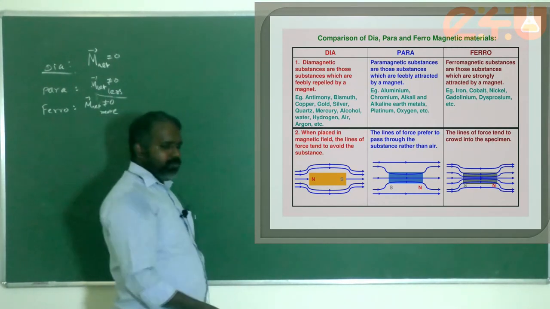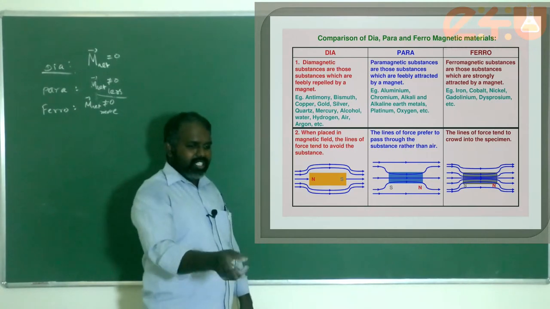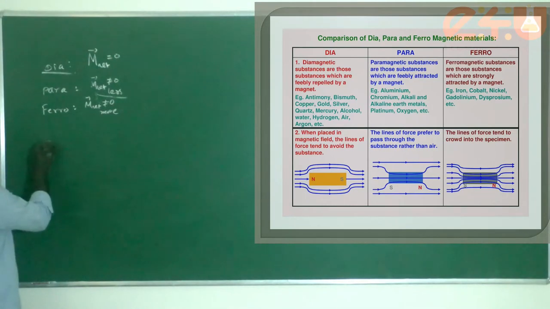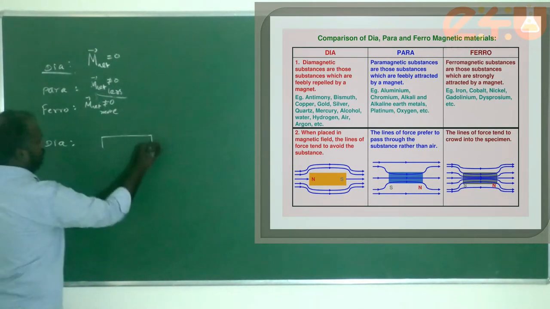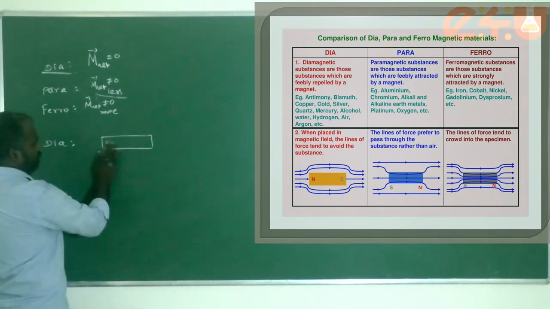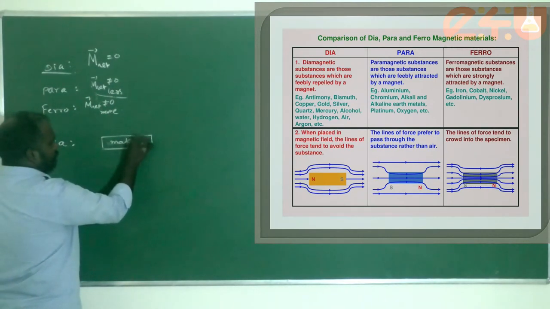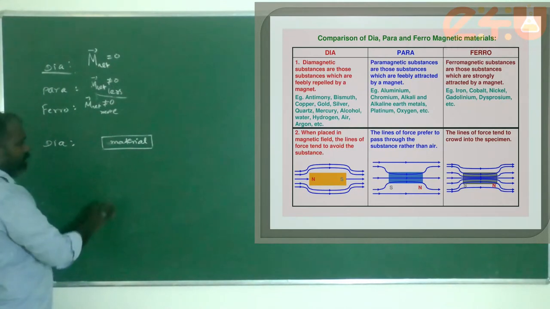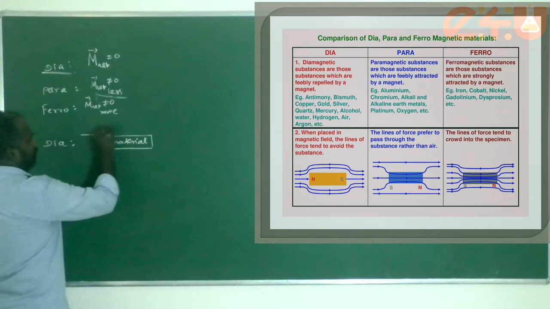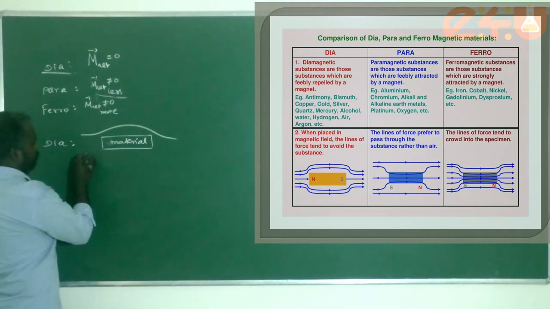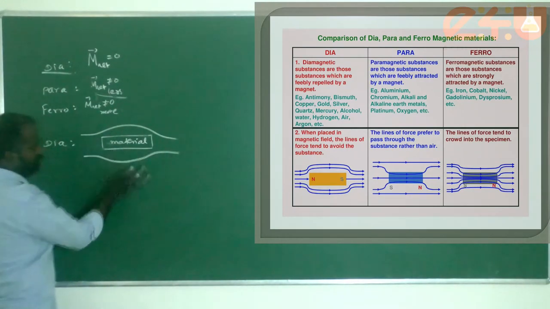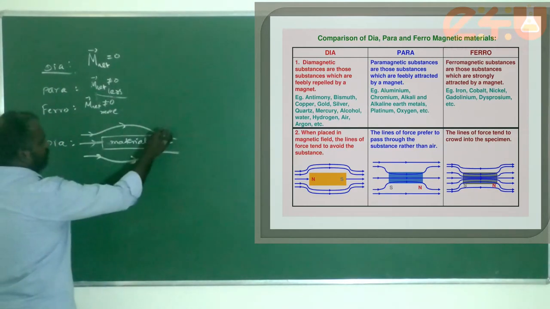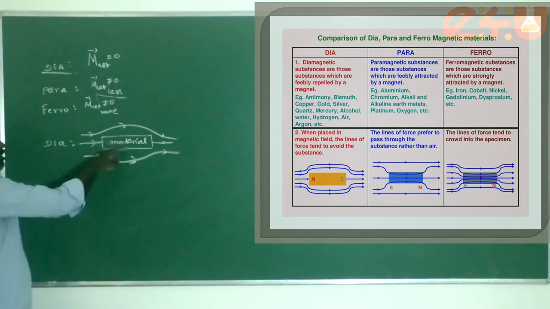Actually, in this diagram, please don't put N and S in the material. There should be a small correction. For example, in the case of diamagnetic material, this is the specimen, the diamagnetic material. So don't use S and N here. It is not a magnet. Now this is placed in the external magnetic field. As we said in the Meissner effect, the magnetic field lines are excluded from the material. That means these external magnetic field lines are not passing through the specimen.